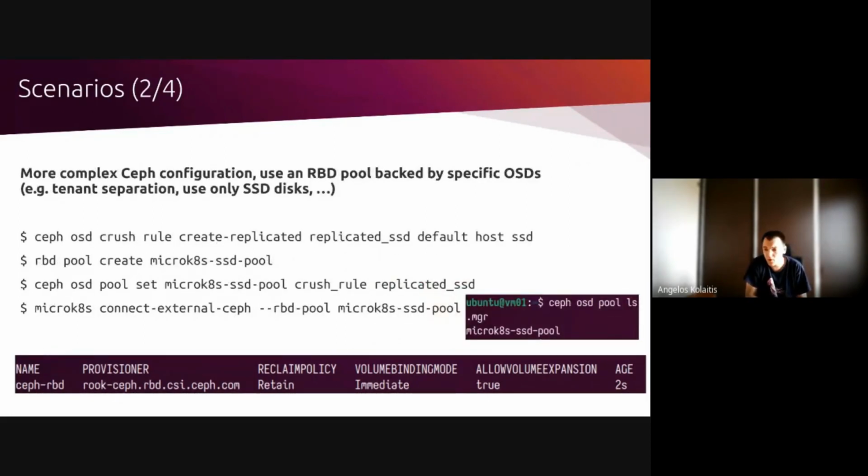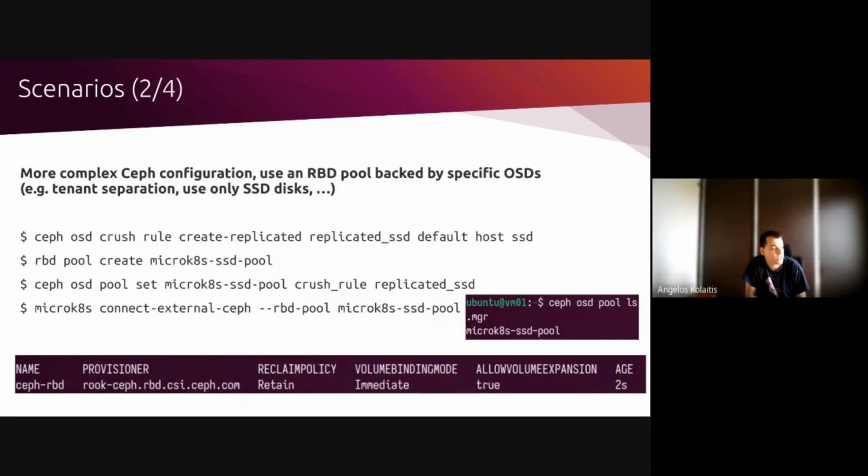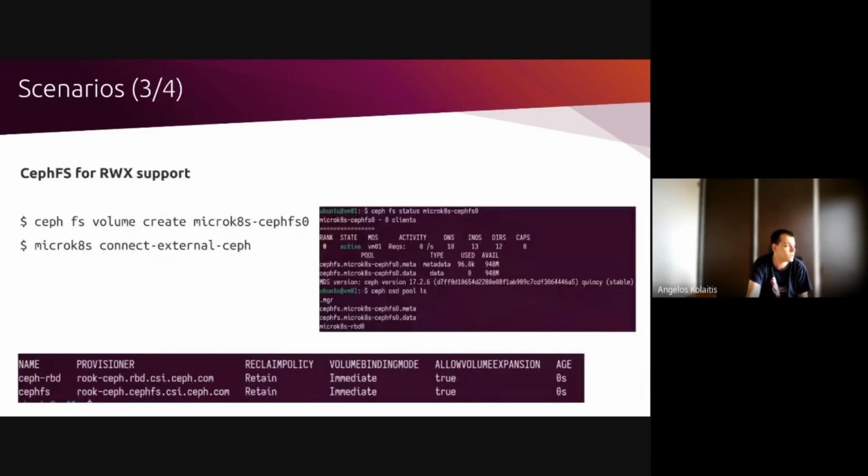Then a bit more complex scenario. Let's say we have a deployment where we have separate tenants, or we want to use an RBD pool with SSD disks. Again, this is not something specific. It's just an example to show that we can do all this stuff with MicroCeph and MicroK8s as well. Essentially, the important thing is that you don't necessarily have to create an RBD pool. You can say, here's my RBD pool, please go ahead and use it. And that's what MicroK8s will do.